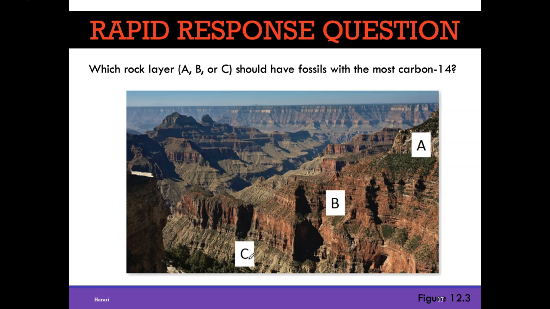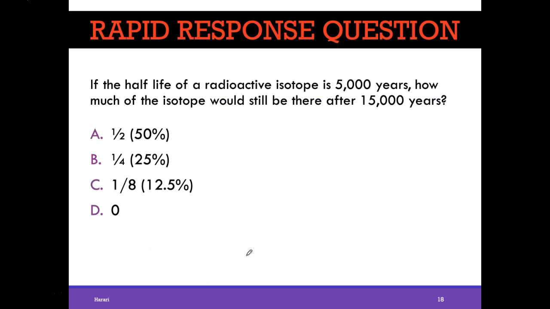These would have the least, because those died longest ago. If the half-life of a radioactive isotope is 5,000 years, how much of the isotope would still be there after 15,000 years? So pause here and try to figure that out.